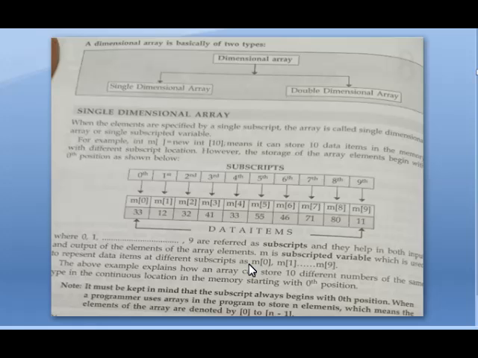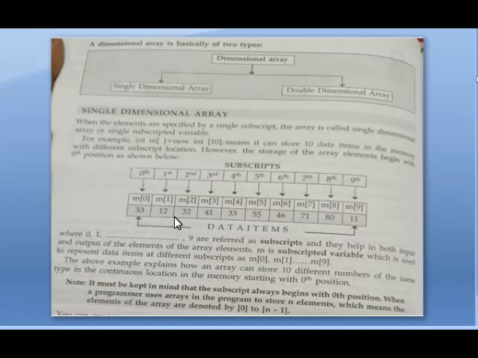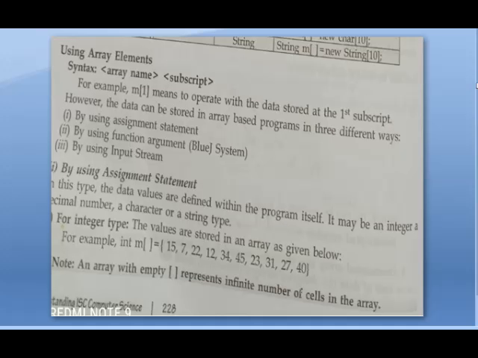Okay, this is the structure of a single dimensional array. The next one is repeated 2 times. Using array elements, the syntax of the array is like this: array name and subscript. For example, m of 1 means to operate with the data stored at the first subscript.